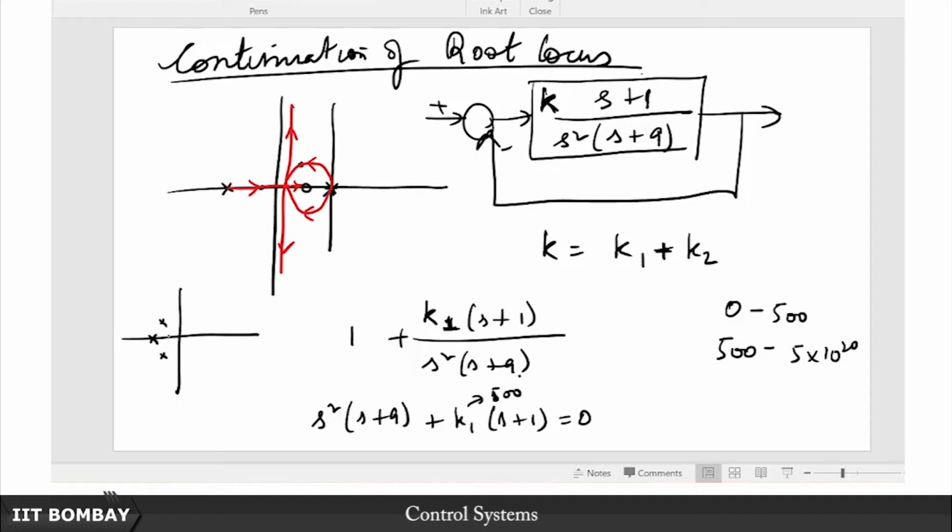wherever the closed loop poles are for K1 at its maximum value, that is 500, that might be the starting point for me at K2 equal to 0. So then I will treat this as my nominal open loop poles given by the roots of this equation, and then I will continue to sketch the plot from there onwards, okay. So that is the continuation of the root locus, okay.